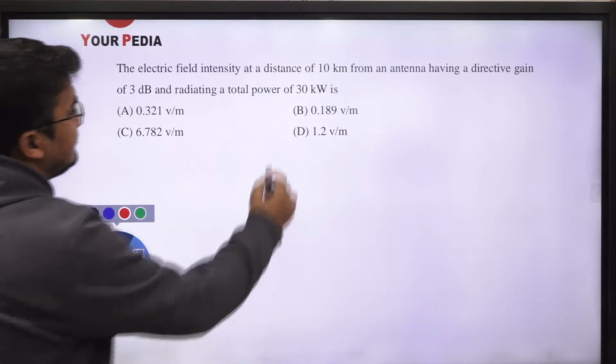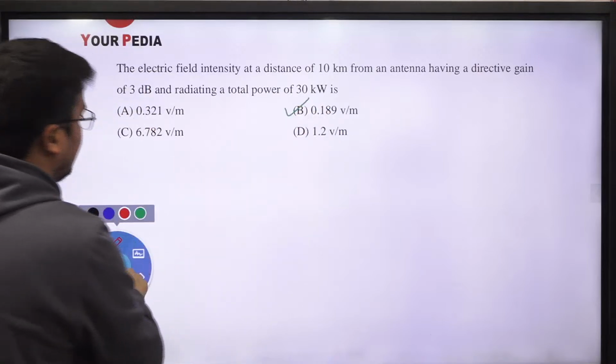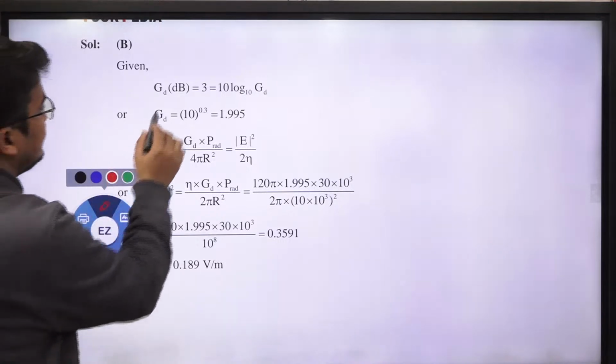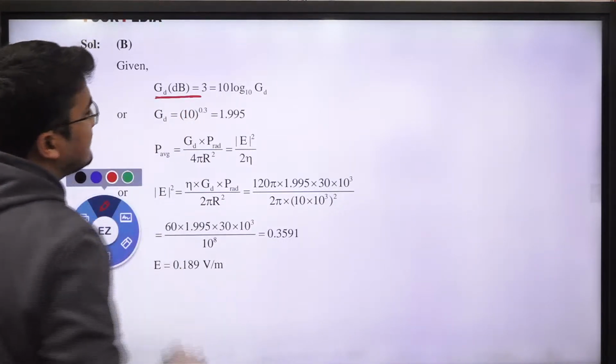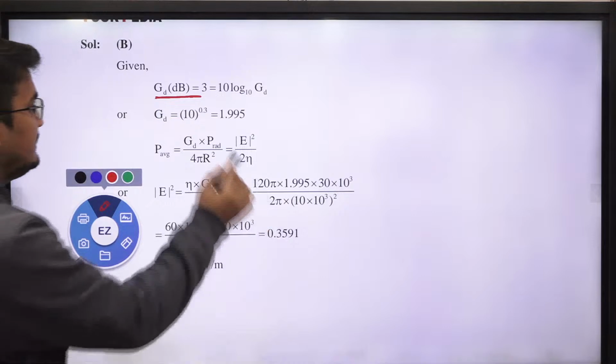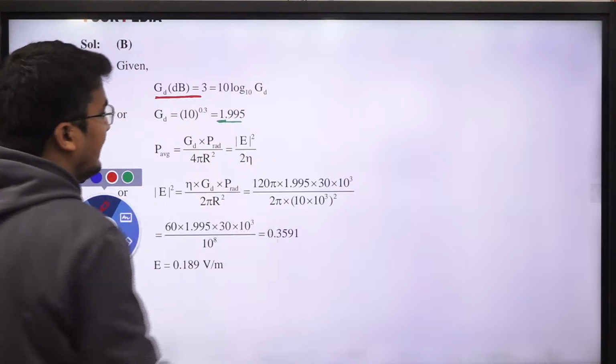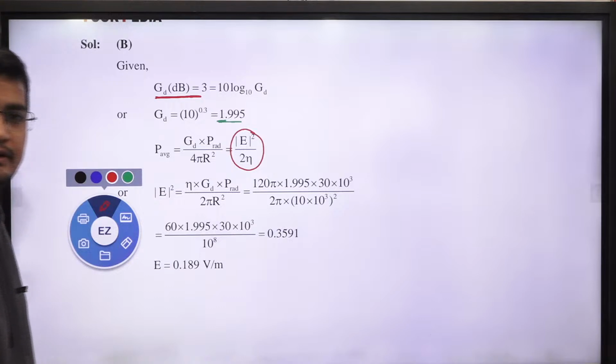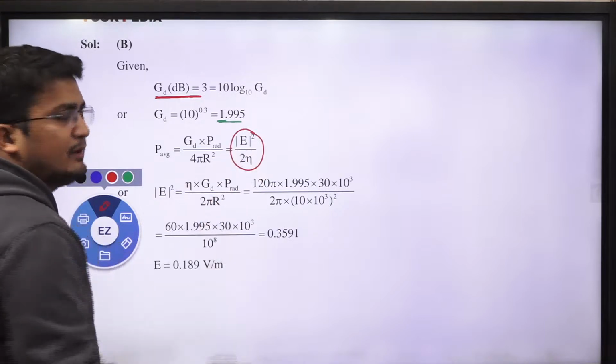So guys, the answer for this will be 0.189 volt per meter. So you can see what I told you just now. Directive gain was given to you people. This was in dB. Convert it into the normal value. That will turn out to be this one. And this is basically the pointing vector relation, right? So you can see it is E square upon twice of eta naught.